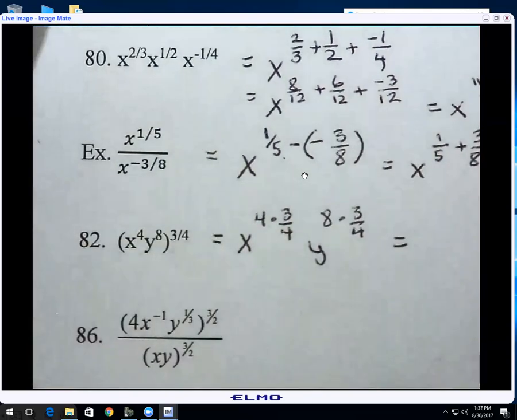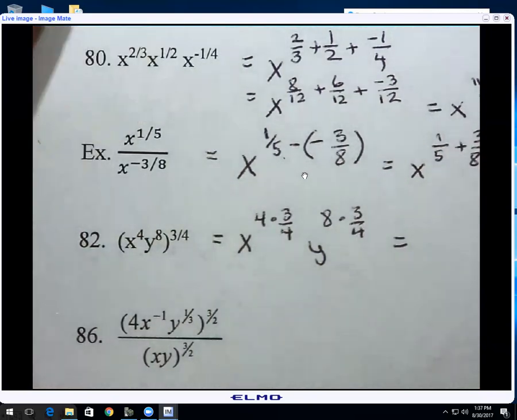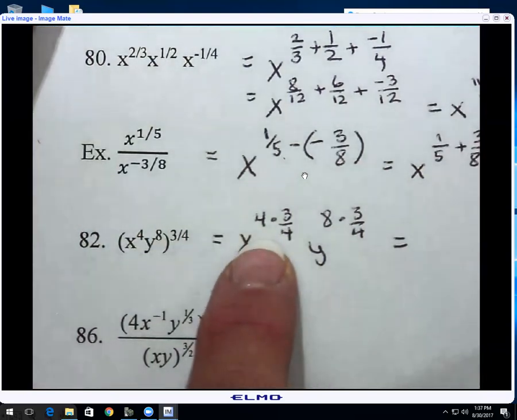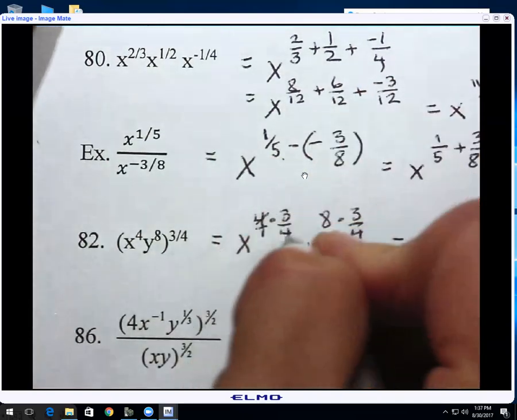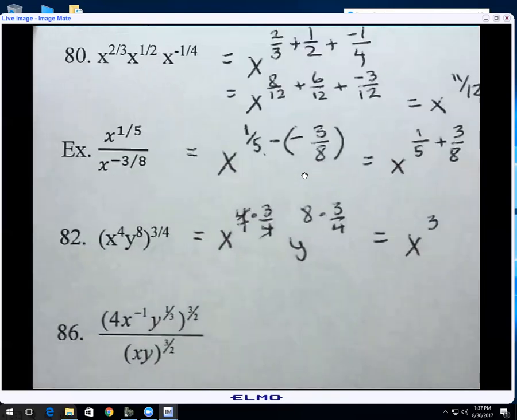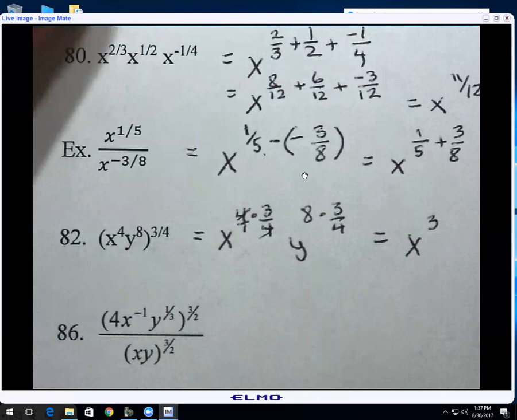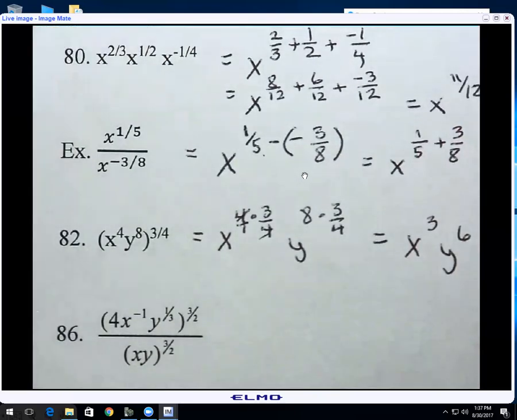What's 4 times 3/4? Well, you can tell me without a calculator. 3/16. No, because that 4 is over what? And then what? Oh, so the 4 is canceled? That's just x cubed. What about 8 times 3/4? Just 6. So x cubed y to the 6.